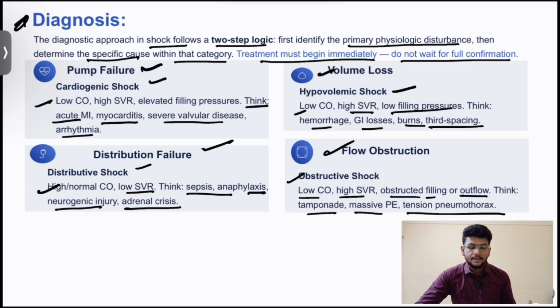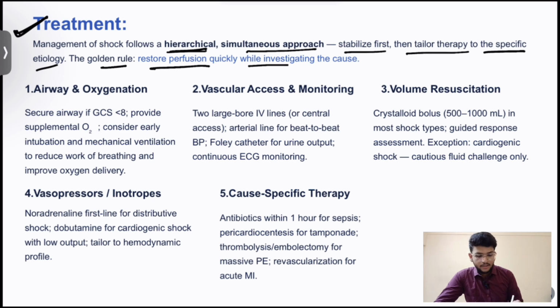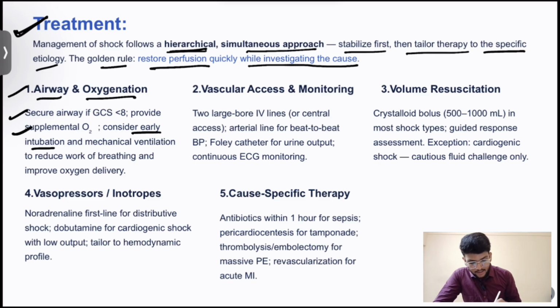or adrenal crisis. Treatment of shock follows a hierarchy with a simultaneous approach: stabilize first, then tailor the therapy to the specific etiology. Golden rule: restore perfusion quickly while investigating the cause. First, we should look at airway, breathing and circulation. Airway and oxygenation: secure the airway if GCS is less than 8, provide supplemental oxygen, consider early intubation and mechanical ventilation to reduce work of breathing and improve oxygen delivery.